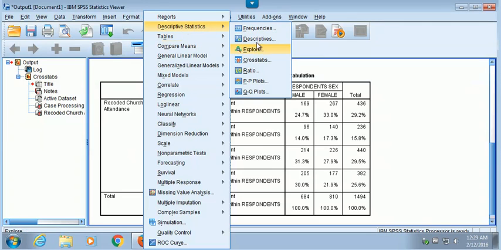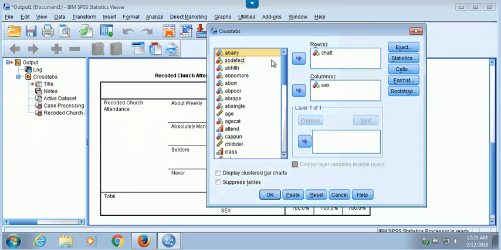We'll just kind of walk through this. So again, you're just going to go to Analyze, Descriptives, Crosstabs. And the next variable we're going to look at is belief in the afterlife, or belief in life after death. We're also looking at whether or not gender predicts that as well.